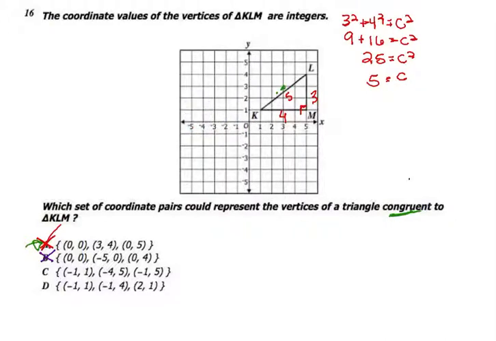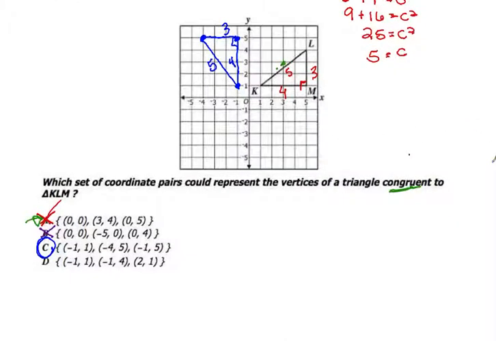Okay, let's look at the third one. Negative 1, 1. Negative 4, 5. And then negative 1, 5. Well, let's see. 1, 2, 3. There's 3. 1, 2, 3, 4. There's 4. So then my hypotenuse is going to be, because that's a right triangle again, 3, 4. It's got to be 5, because that's a Pythagorean triple, 3, 4, 5. So your answer is C. Okay? And I'll apologize for getting so wordy in some of these, but I just want to make sure you understand exactly what I'm trying to say.